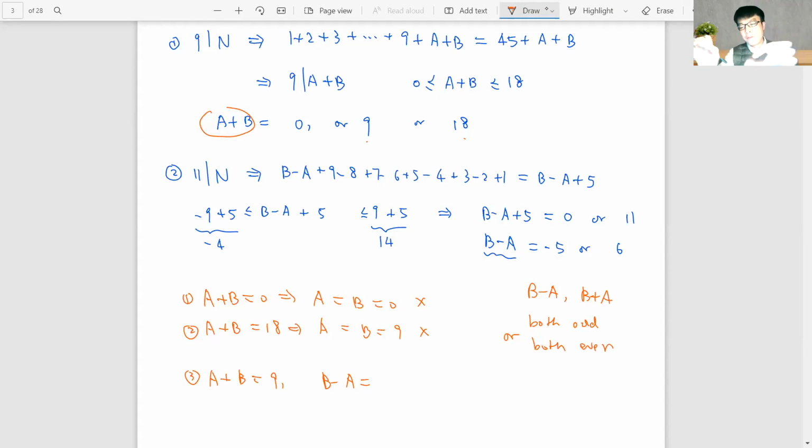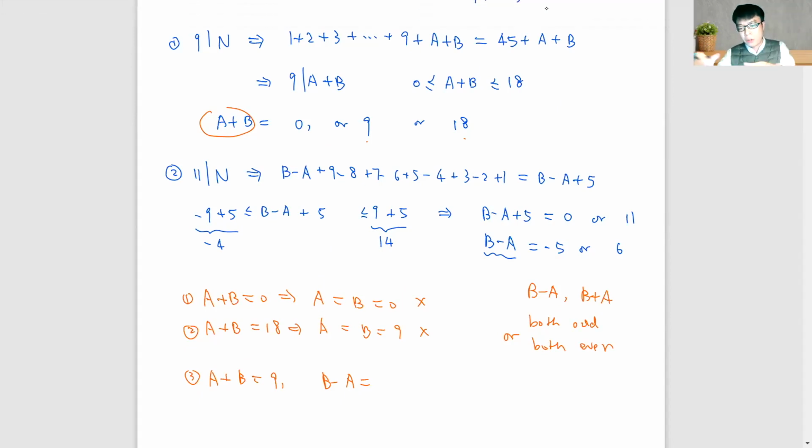Because you see, their difference is an even number. B plus A minus B minus A is 2A, which is even. So they must share the same parity, both odd or both even. Now, A plus B equals 9, so B minus A also should be odd, so minus 5.